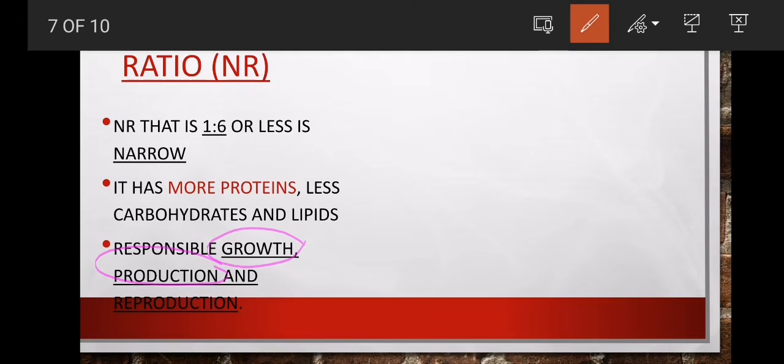And remember, we say the ratio is narrow if and only if it is 1:6 downwards. 1:6, 1:5, 1:4, 1:3, 1:2, 1:1. We will say that one is what? It's a narrow ratio. And what kind of nutrients are more in that ratio? It is your proteins. And since there are more proteins, it means that feed will be responsible for growth and production, which is one of the functions of the proteins.